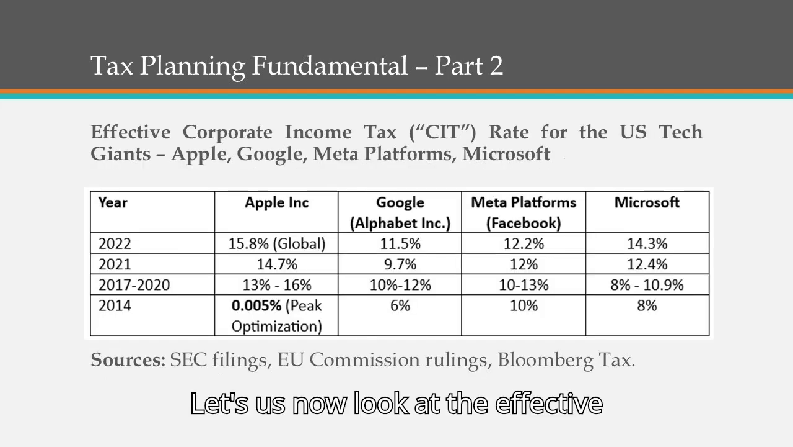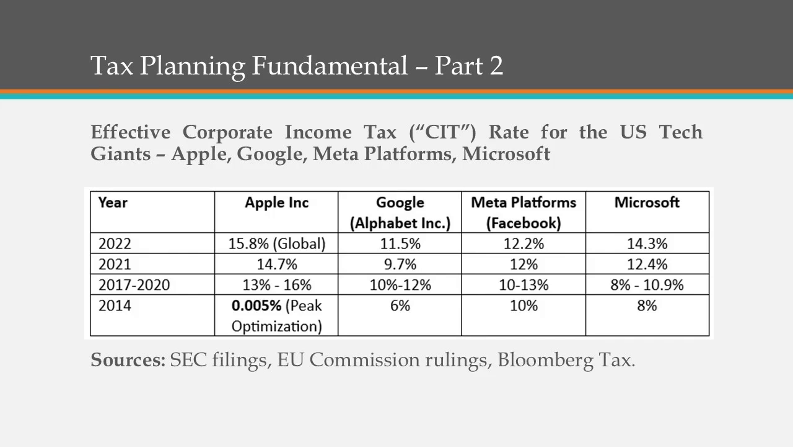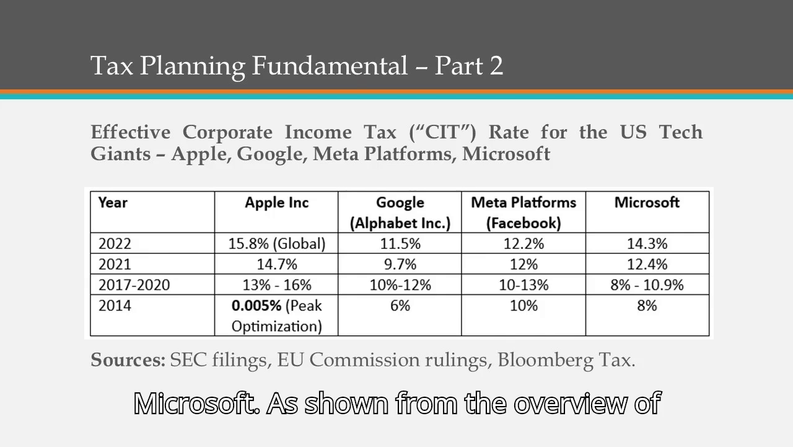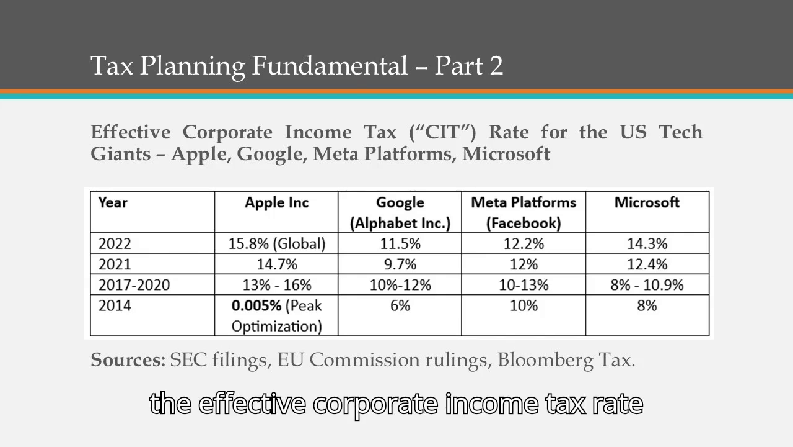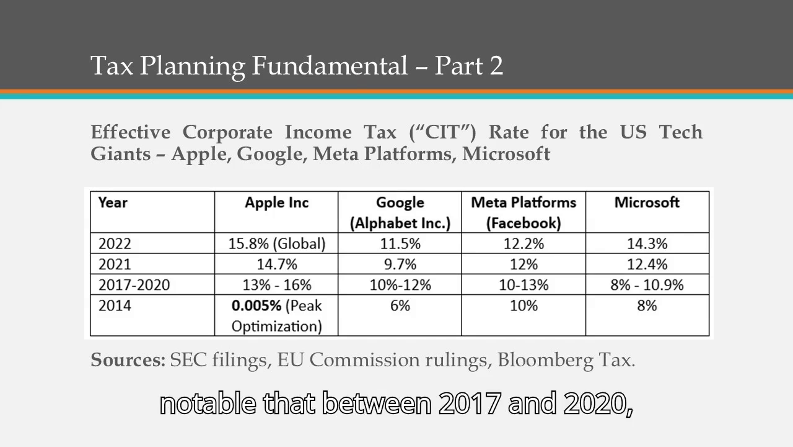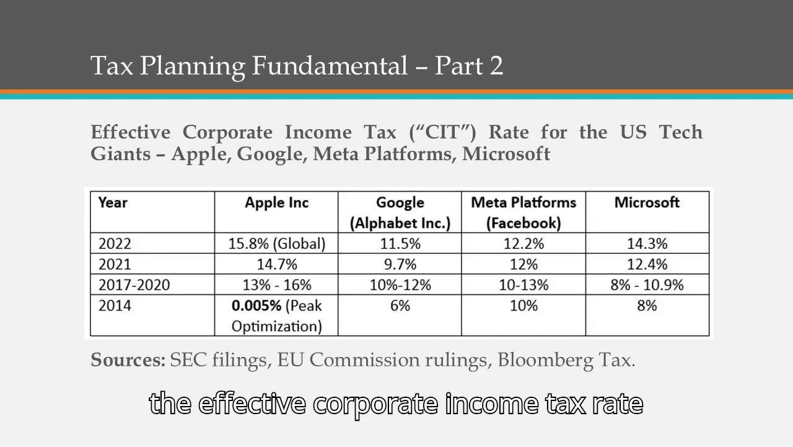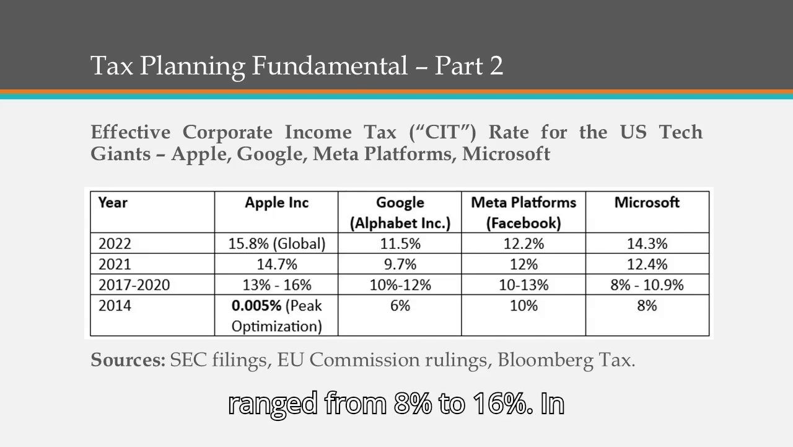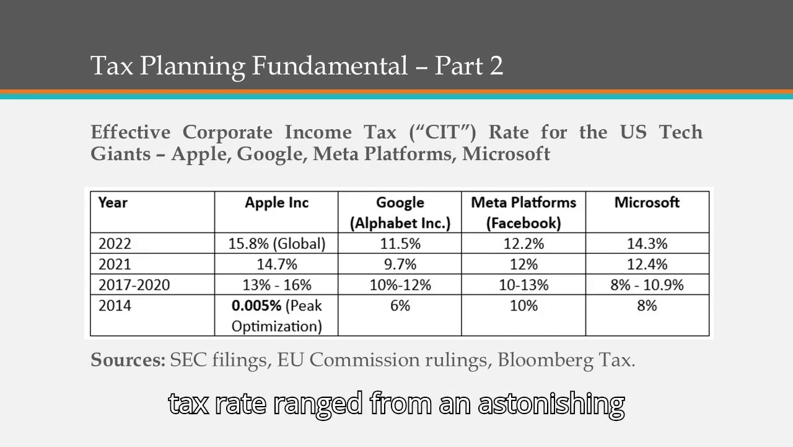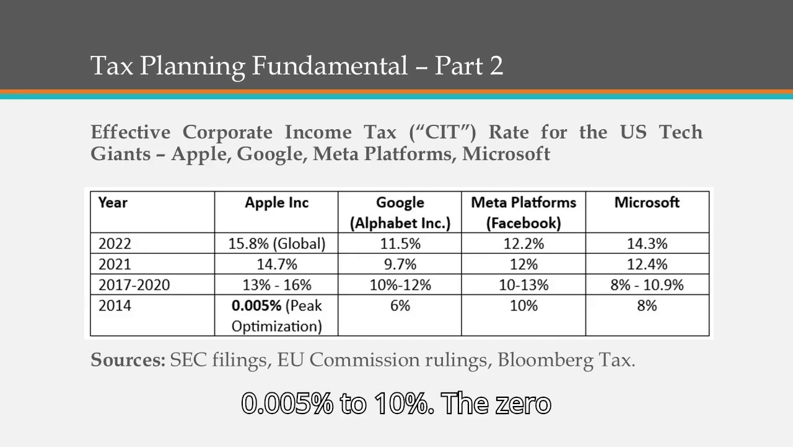Let us now look at the effective corporate income tax rate for the U.S. tech giants: Apple, Google, Meta Platforms, Microsoft. As shown from the overview of the effective corporate income tax rate payable by the U.S. tech giants, it is notable that between 2017 and 2020, the effective corporate income tax rate ranged from 8% to 16%. In 2014, the effective corporate income tax rate ranged from an astonishing 0.005% to 10%.